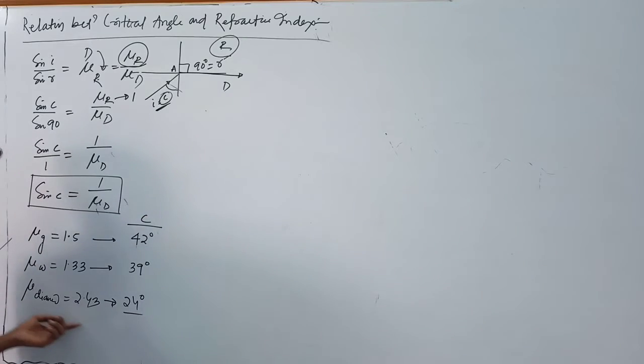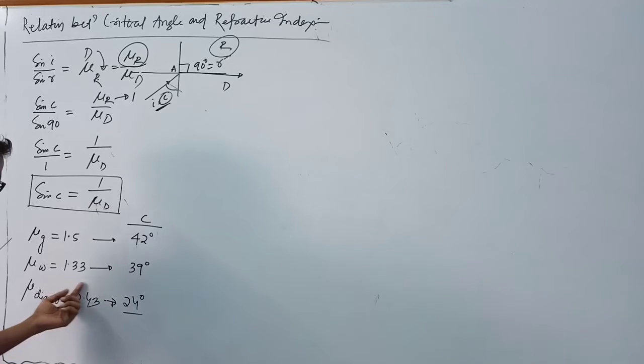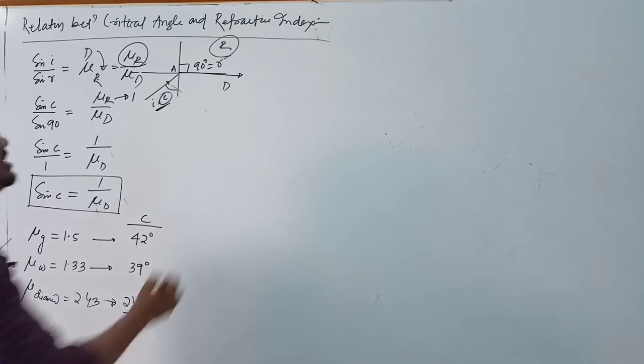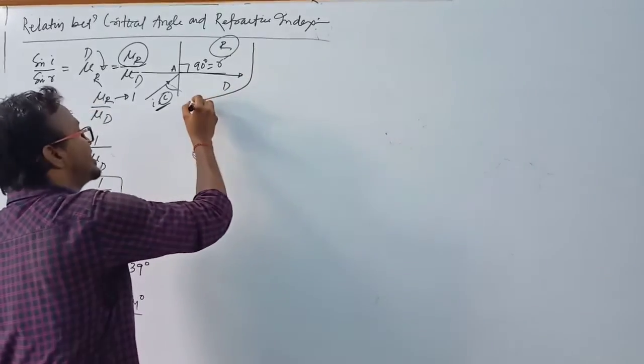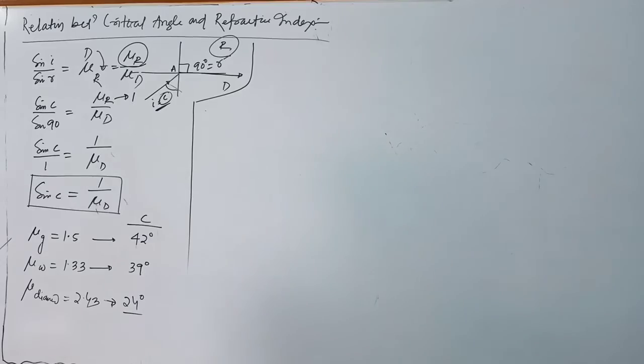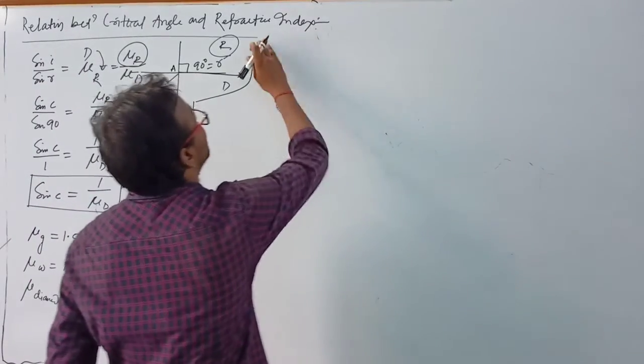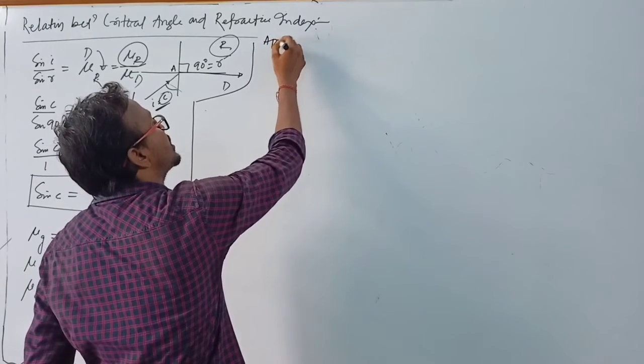Why? Because where the refractive index is maximum, the critical angle is minimum. Clear? Suppose we take one example: what is critical angle and what is total internal reflection. Now, the application of total internal reflection.